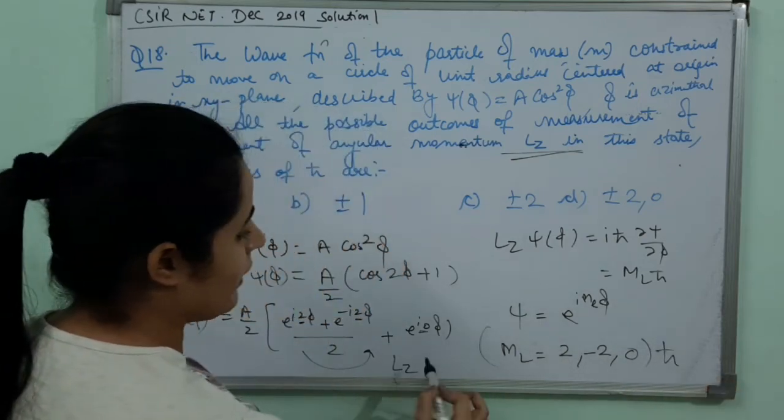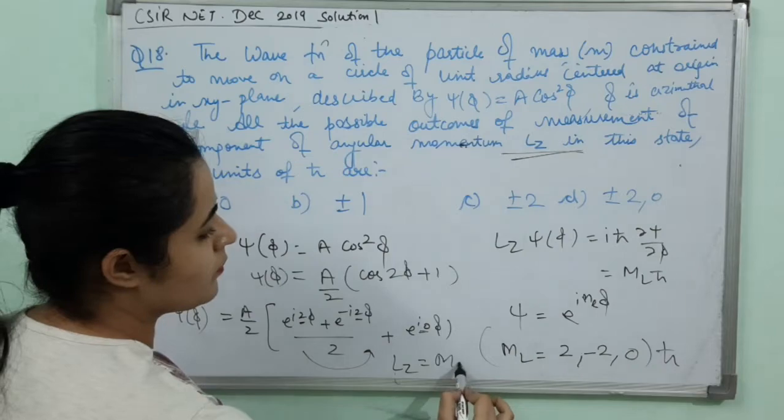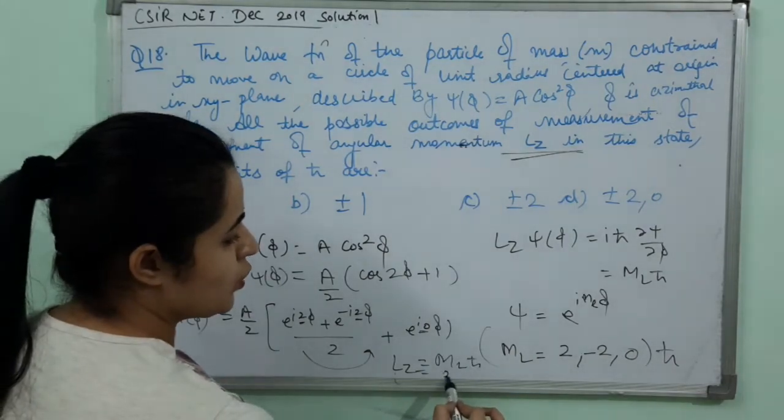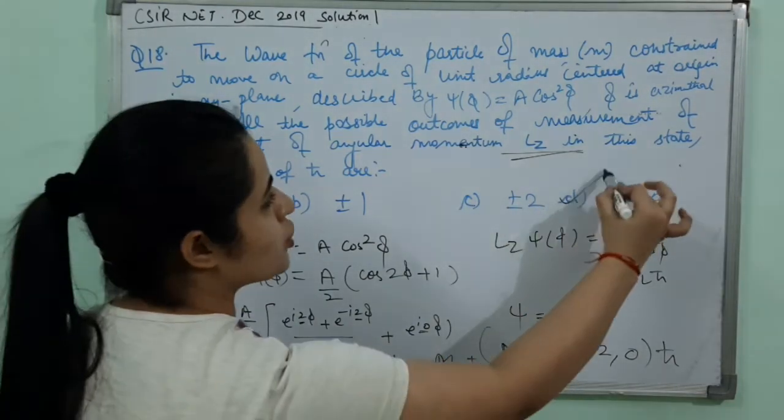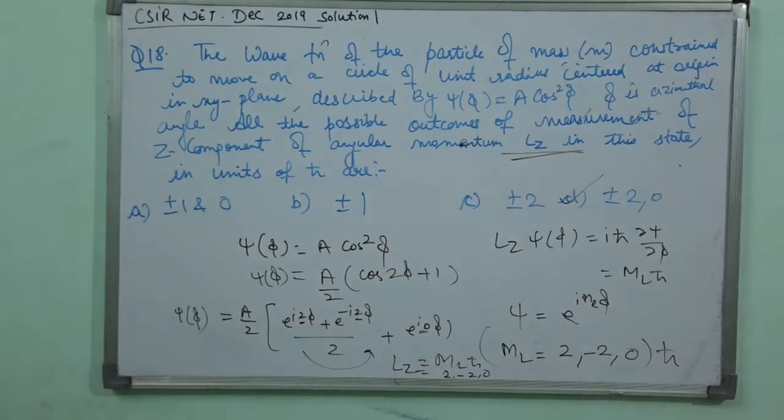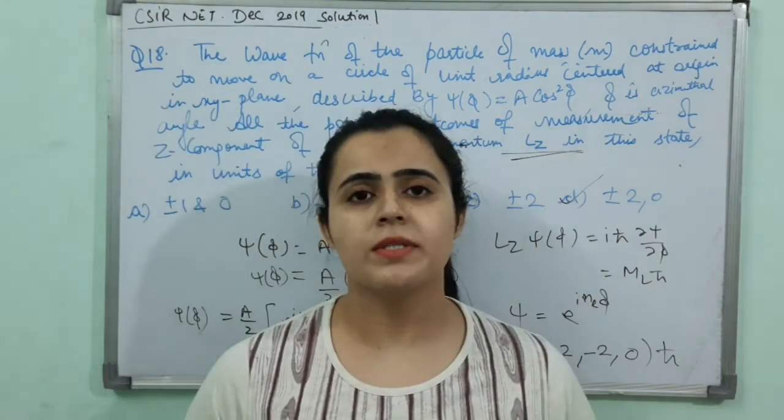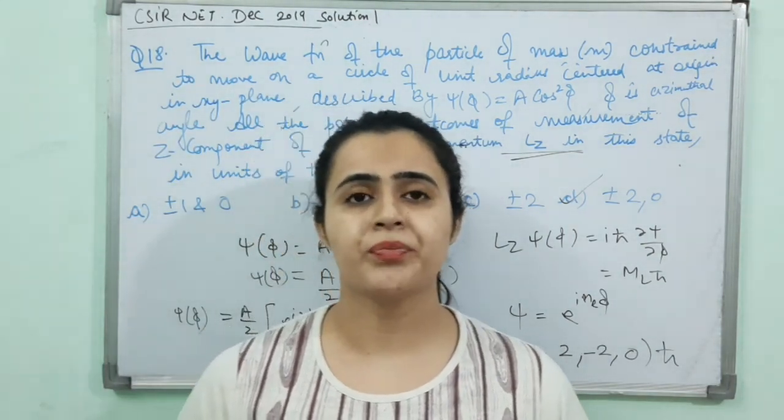Now what will be the value of Lz? m_l h bar is equal to 2, minus 2, comma 0. That means option D will be the answer. That will be the perfect route to solve this question. Now question number 19 will be solved in my next video.